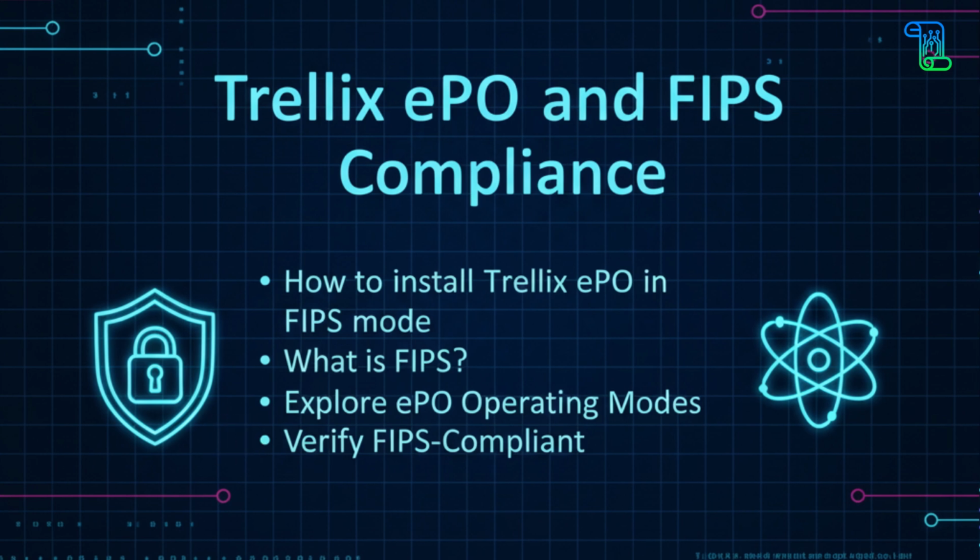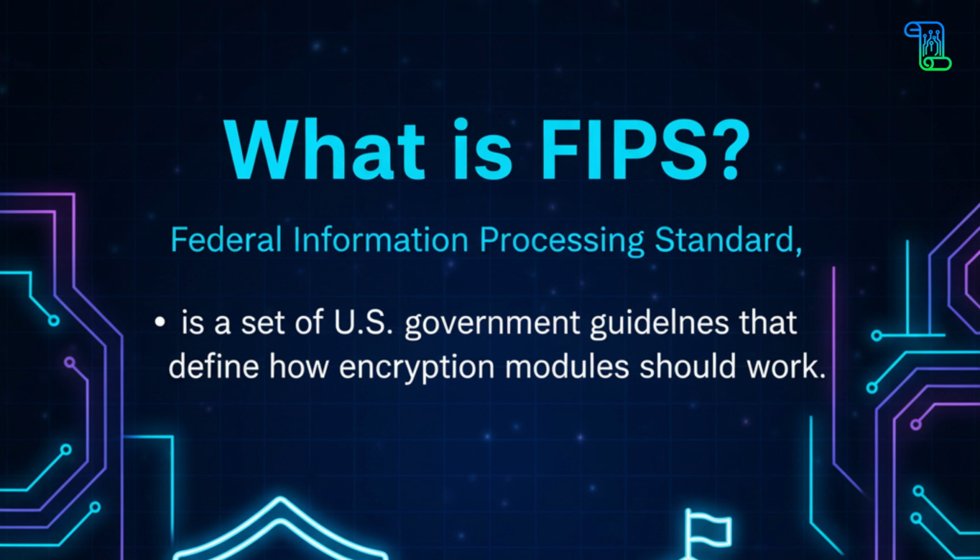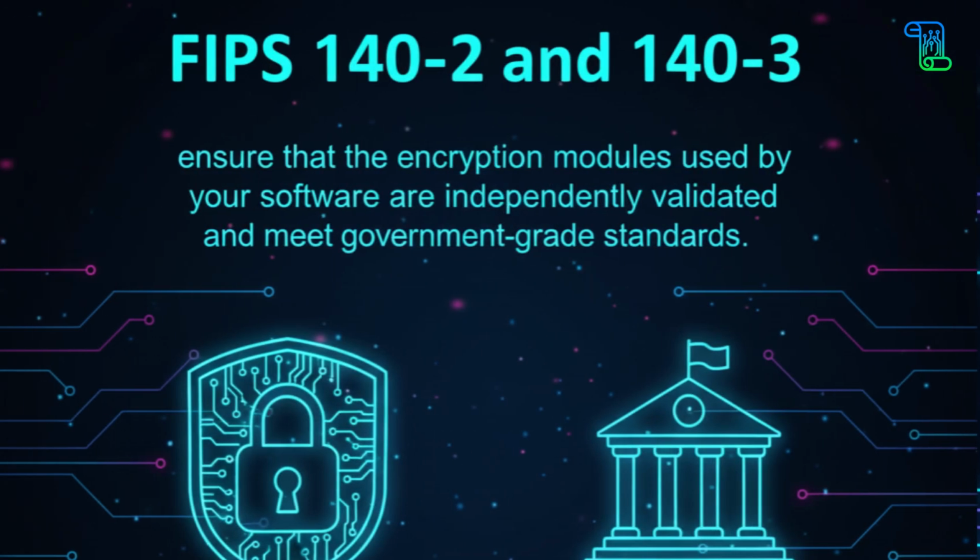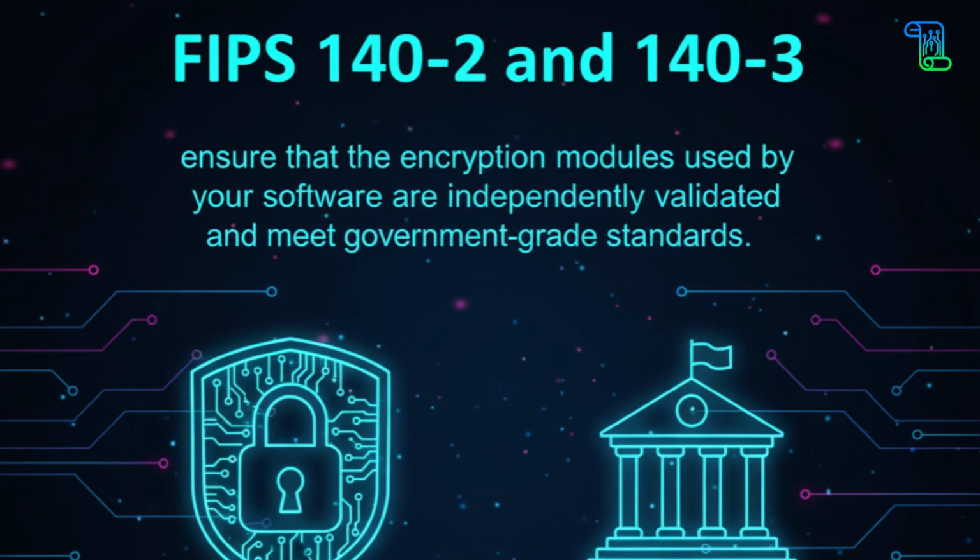Let's get started. FIPS, or Federal Information Processing Standard, is a set of US government guidelines that define how encryption and cryptographic modules should work. Specifically, FIPS 140-2 and 140-3 focus on ensuring that encryption modules used by your software are independently validated and meet government level standards. Trellix EPO on-Prem leverages these validated cryptographic modules to comply with FIPS requirements.